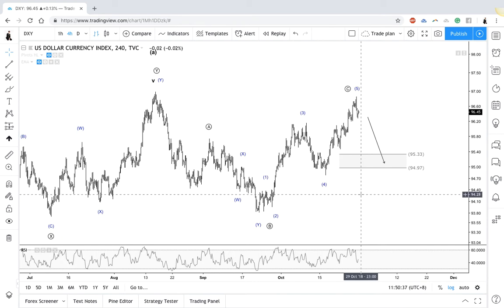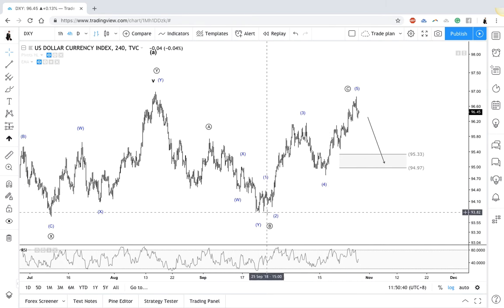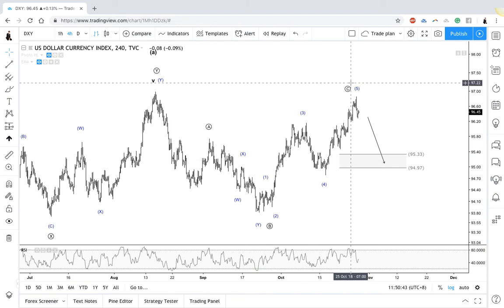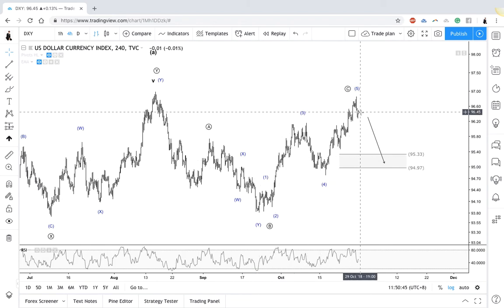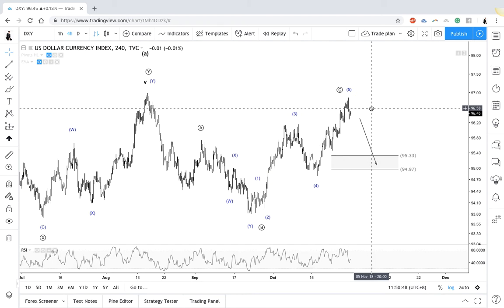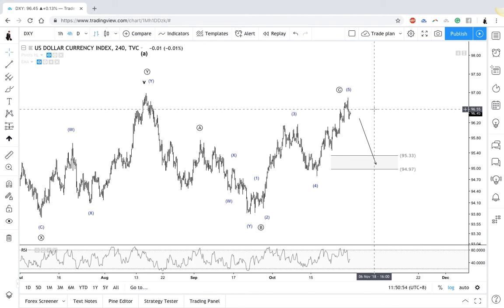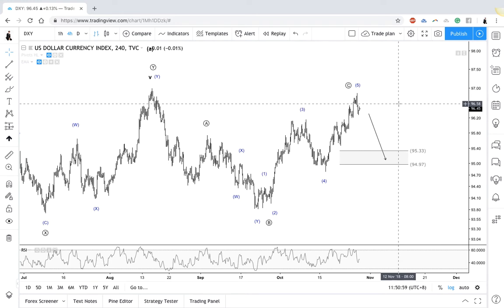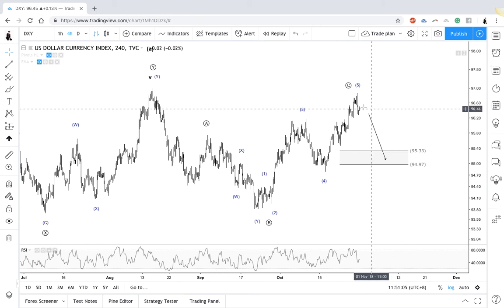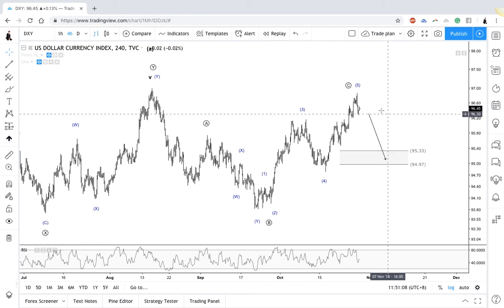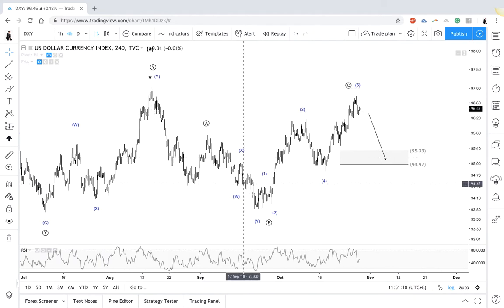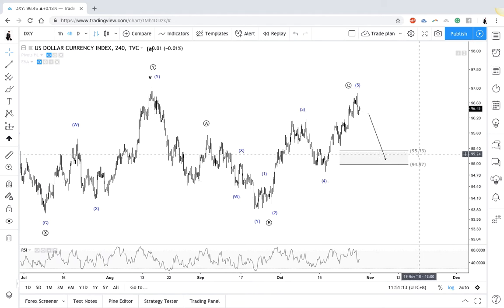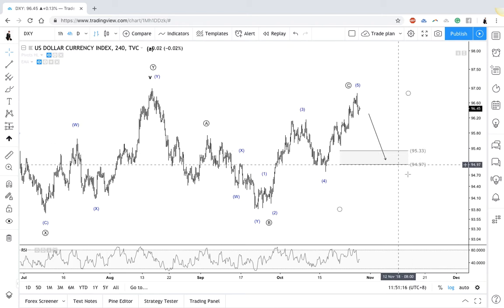If you look at the technical counts, what I'm seeing here is a potential 1, 2, 3, 4, 5, or a simple ABC. In any case, it shows that the downside on the US dollar seems to be a pretty high probability moving forward. Based on this expectation, I'm expecting the US dollar to drop either correctively, as a correction, or impulsively, as another new move down like this. At least the first expectation will be at the 95 or 94 region.